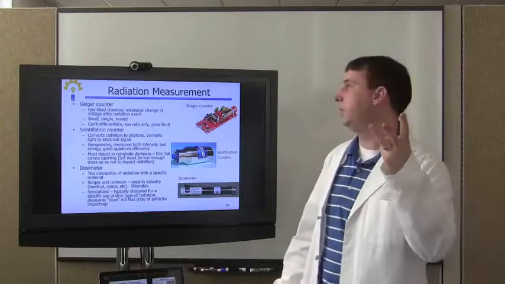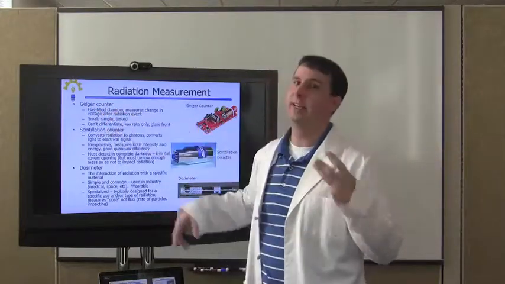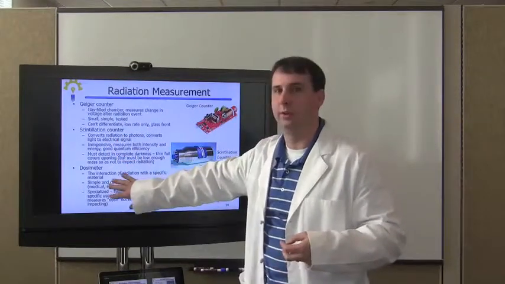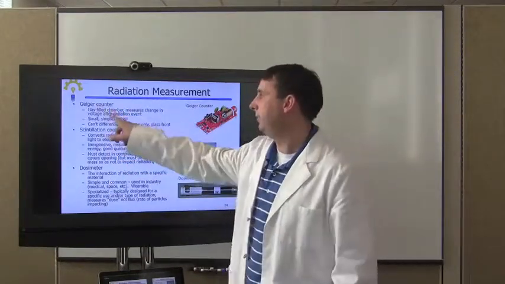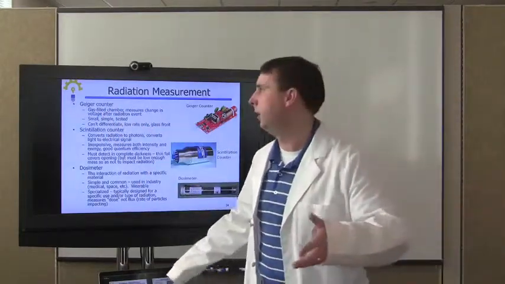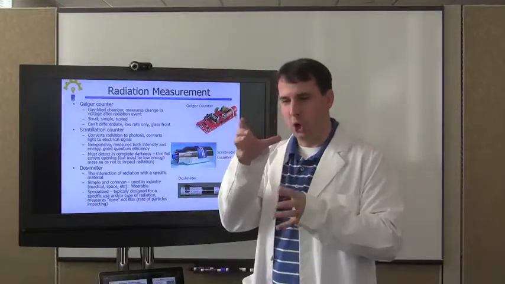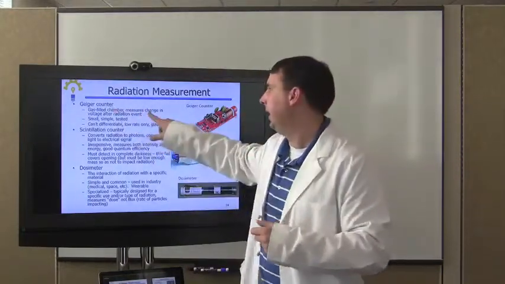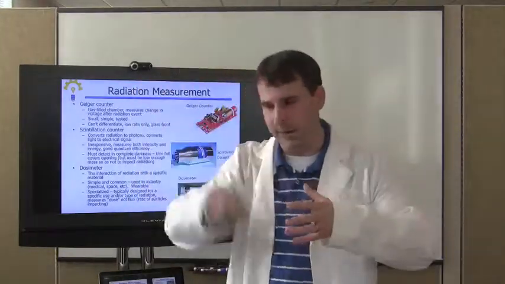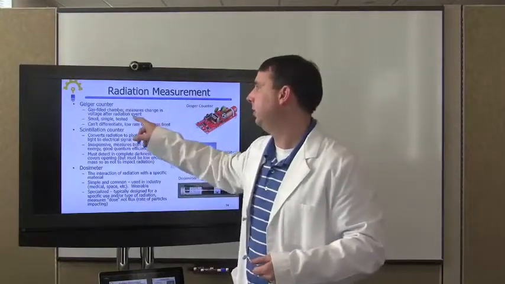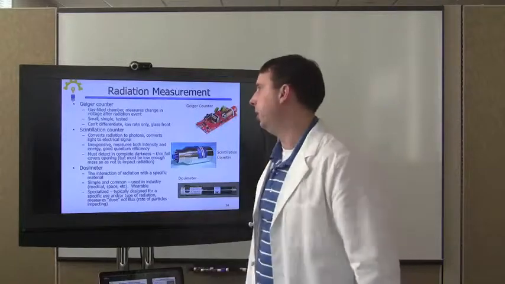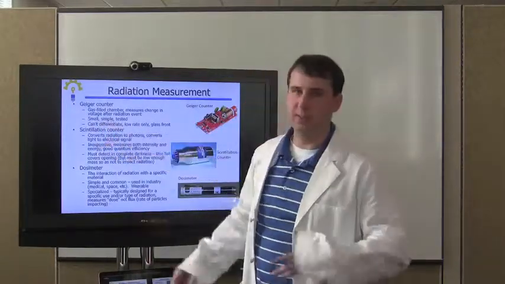How do you measure radiation? There are three basic ways to measure radiation. Gas-filled counters, which I call Geiger counters, scintillation counters, and dosimeters. A gas-filled counter, or Geiger-Muller counter, is a tube full of gas with a glass top on it. A radiation particle enters the tube and changes the voltage inside the tube, this voltage is measured, and boom, it can measure the radiation. It's small, simple, tested, very basic.